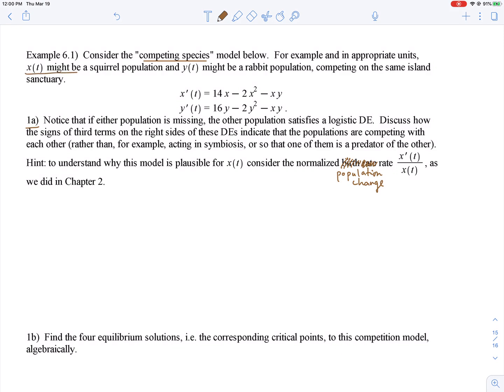So maybe x of t is a squirrel population, you know, it might be measured in thousands of squirrels, and y of t is a rabbit population, measured in the same units, and maybe they're competing on some island sanctuary so that the only way their populations change is from births and deaths.